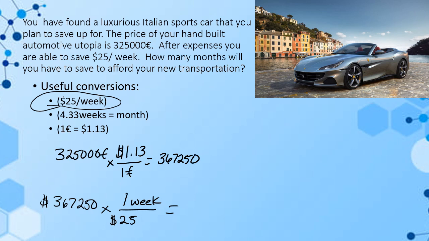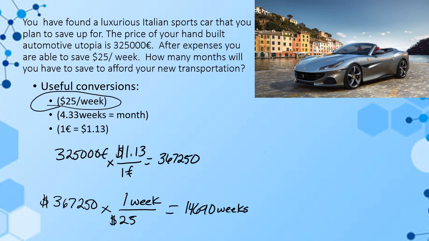That math essentially tells me to divide 367,250 by 25, which tells me I need 14,690 weeks to save up for that car. Now, if we notice, the final answer doesn't ask for weeks, it asks for months. So now we need to convert our weeks to months.